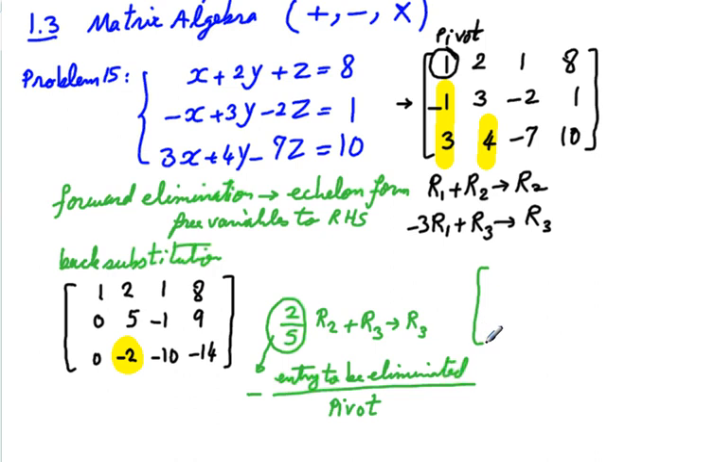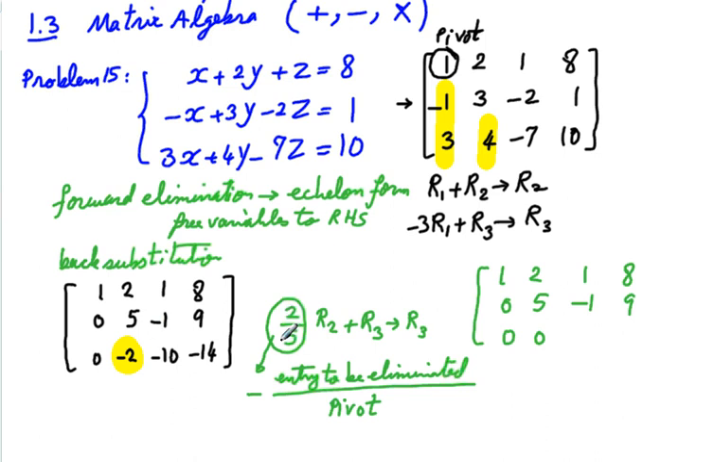We apply this. So 1, 2, 1, 8 stay put. We are going to have 0, 5, -1, 9, 0. Now 2/5 of 5 is a 2, and -2 is going to give us the 0 that we want. How about the other entries?